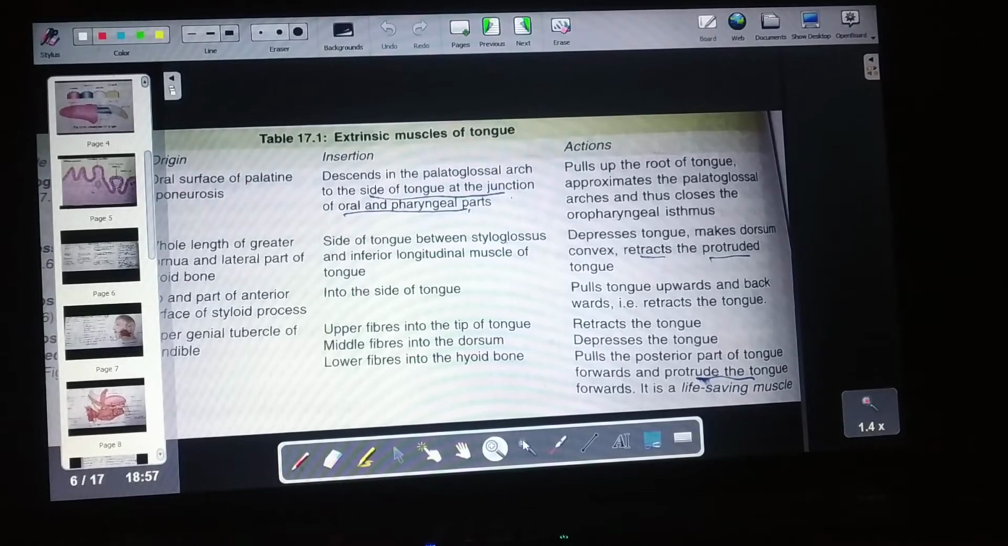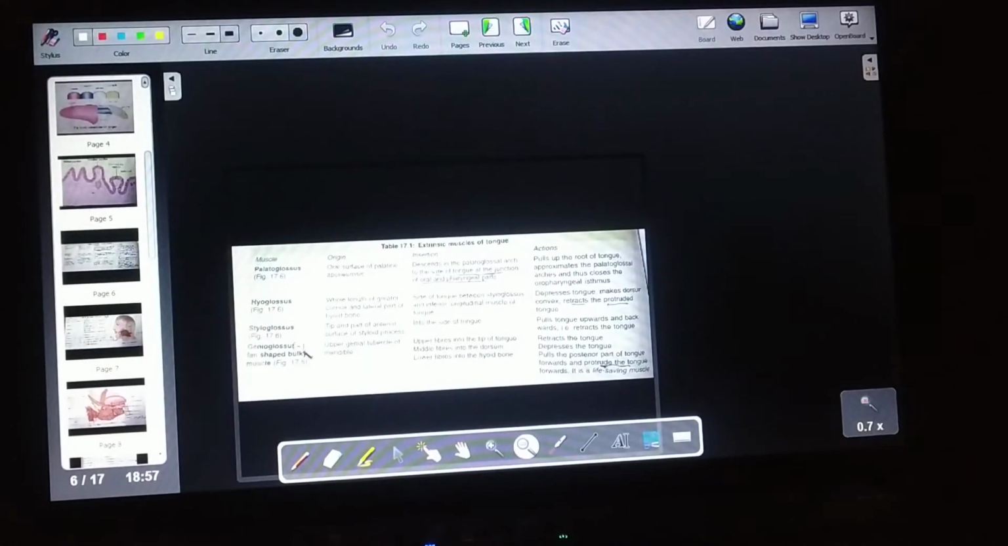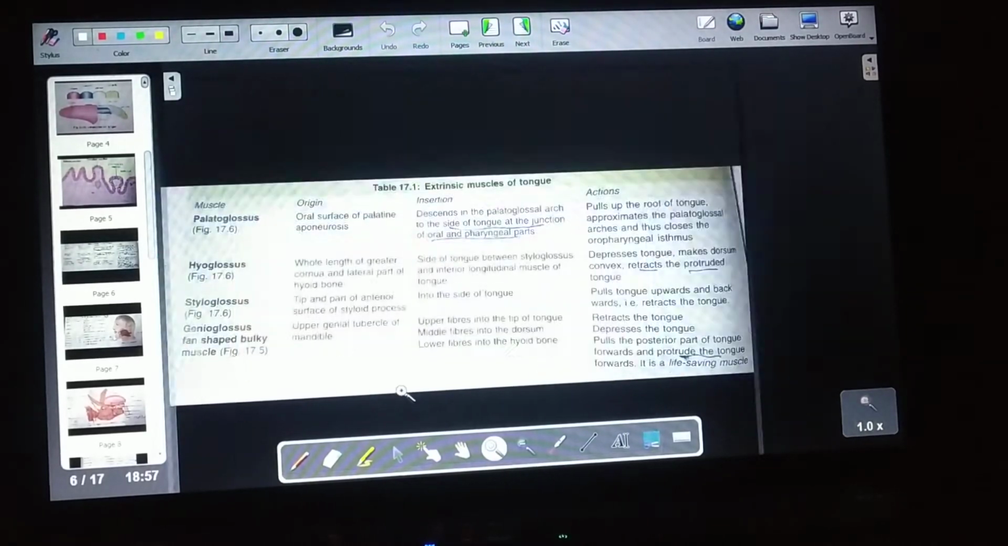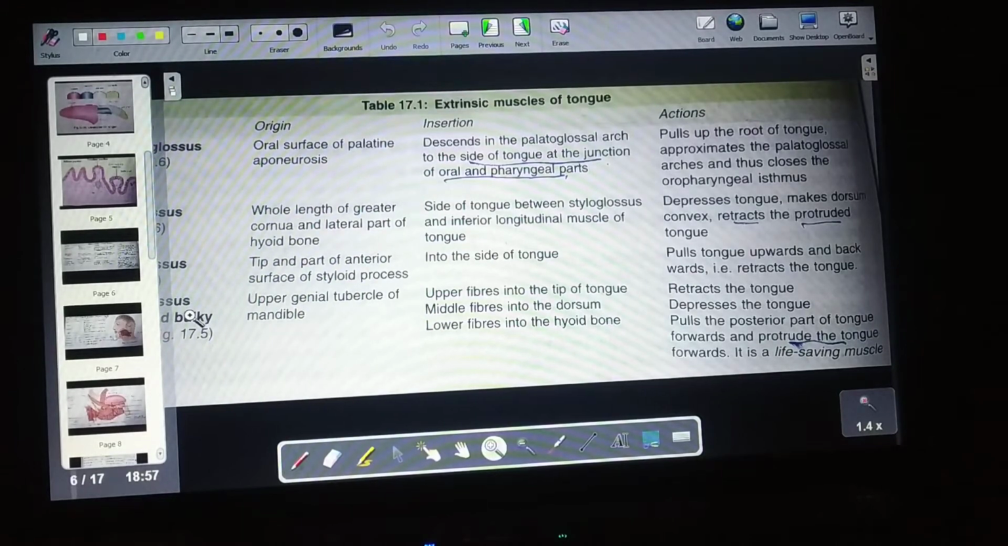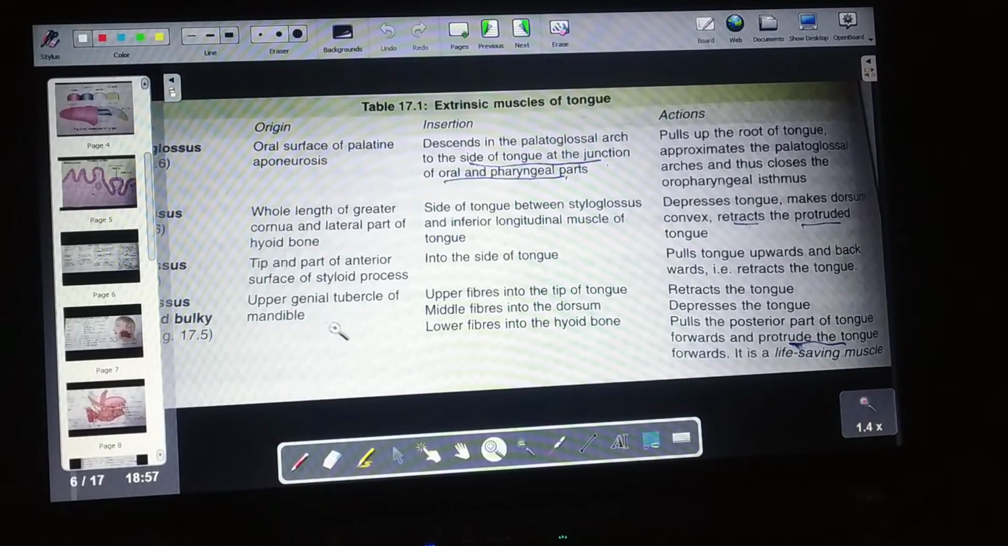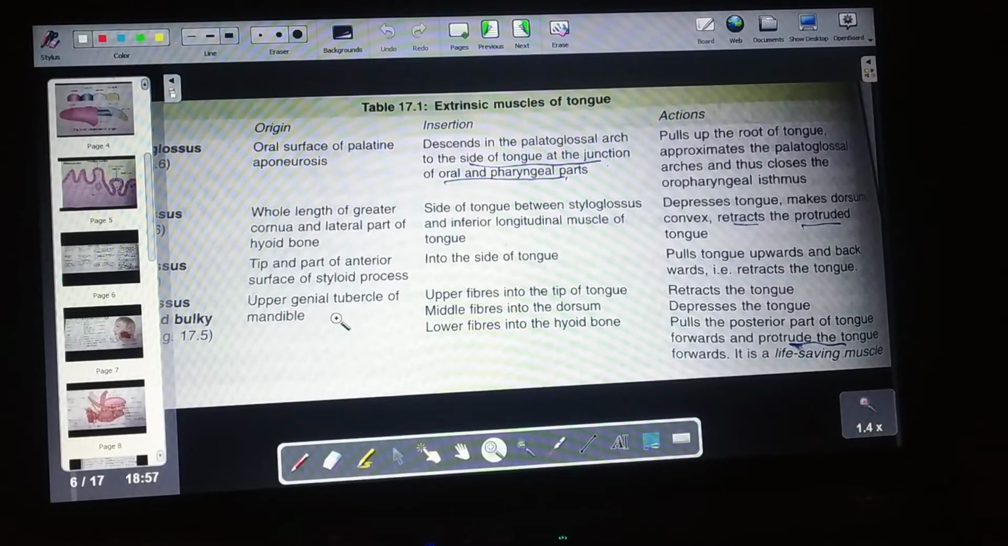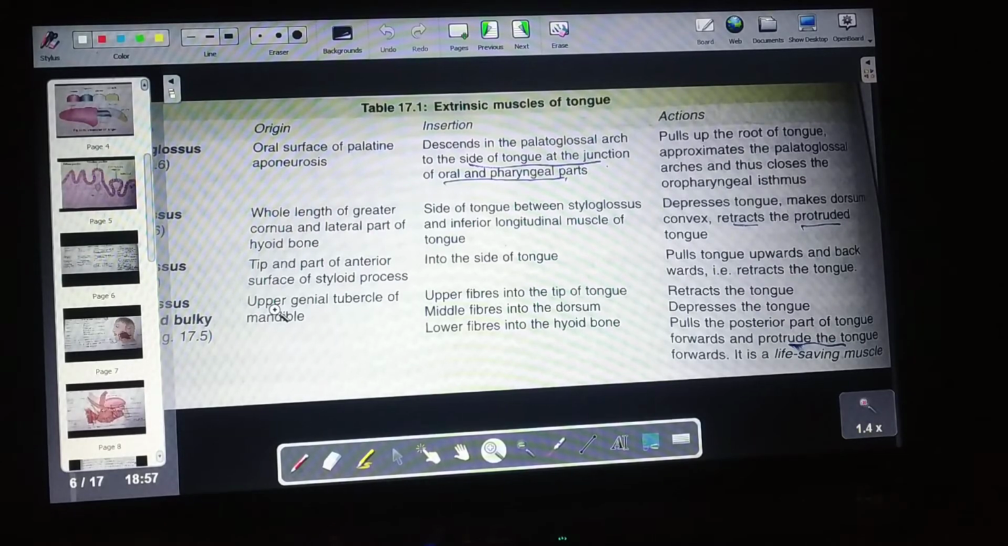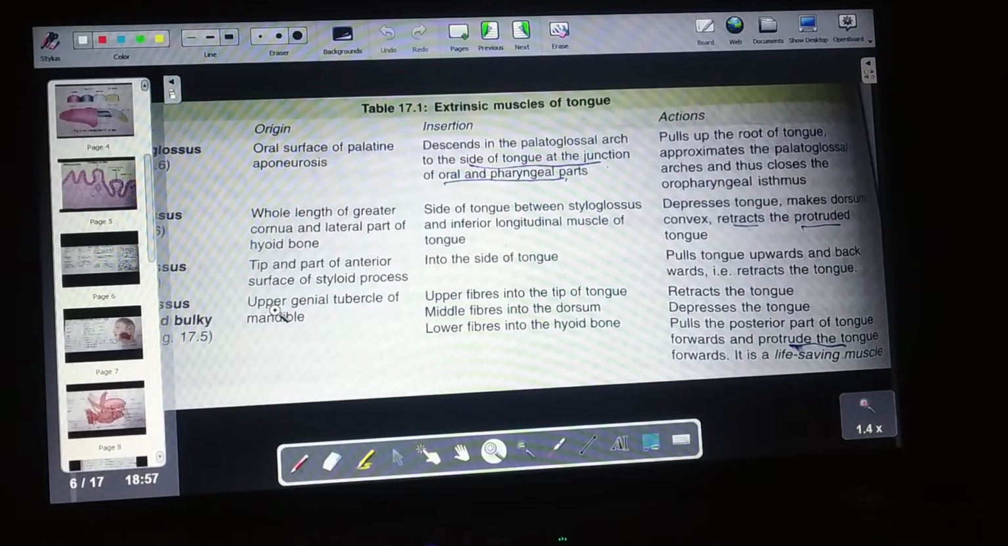Then my next muscle is the genioglossus muscle. The genioglossus muscle is a very important muscle, I'll show you this in the diagram. It is fan shaped and is called a life-saving muscle. Why do I say life-saving muscle? Because this is the muscle that helps in the protrusion of the tongue. If this muscle fails, there are many chances that the tongue falls back and the person may die because of choking. So this is the important muscle, that's why it is called the life-saving muscle.